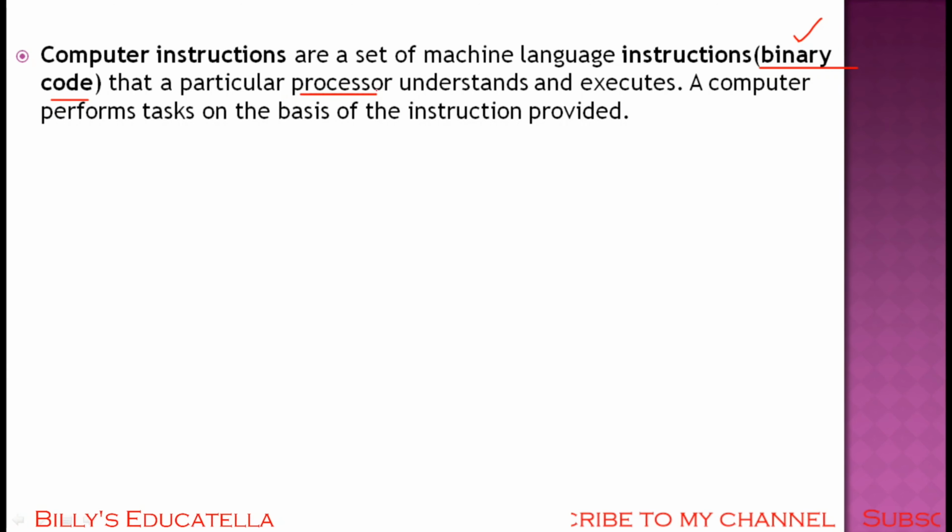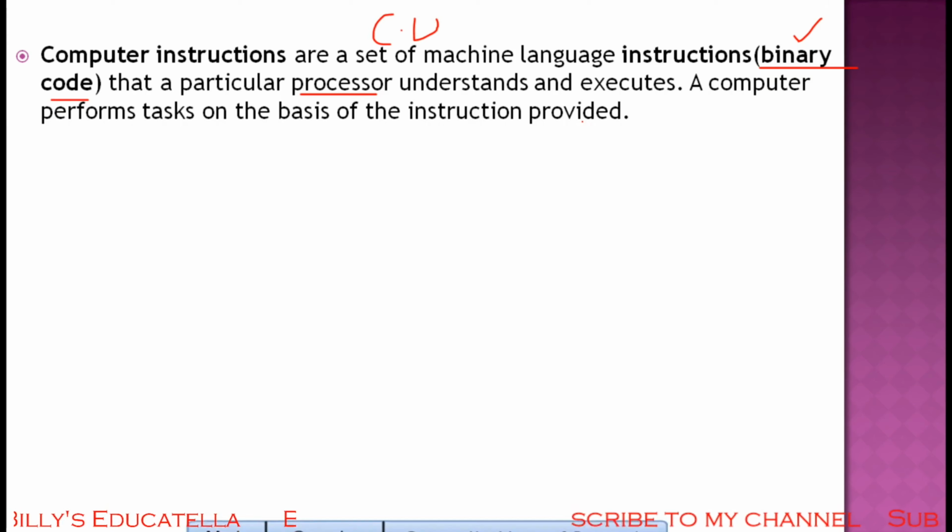Here this processor consists of a control unit. This control unit converts this binary code to the machine understandable language where the program will be executed, and a computer performs tasks on the basis of the instruction provided. The instructions which you will provide to the computer will perform the task based on the computer instructions only.